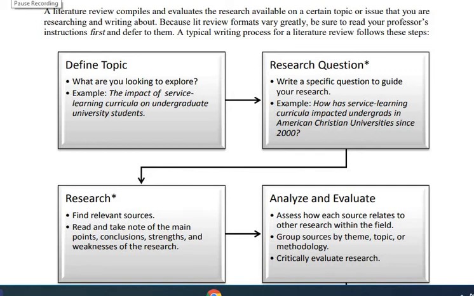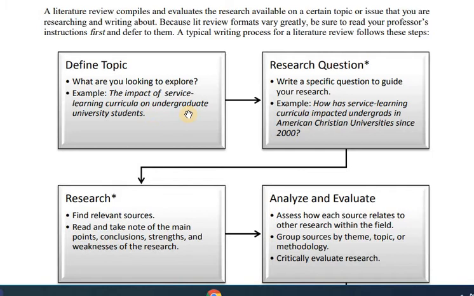Hi, today I want to show you how to evaluate and analyze while writing a literature review. Basically, we begin with defining the topic. You will define the research topic, what is it you're looking to explore, and you determine the problem, the significance of this problem. Here, for example, it was the impact of service learning curricula on undergraduate university students.